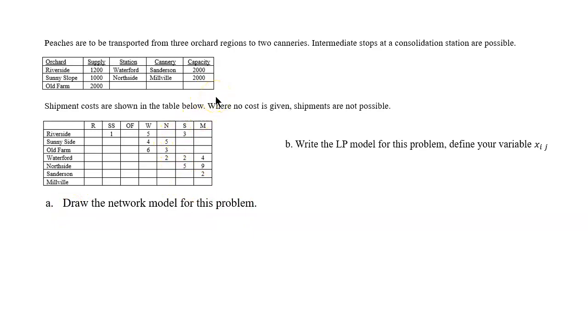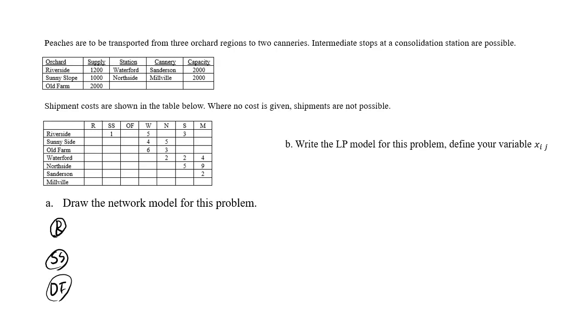Alright, so let's try to use some letters. R for Riverside, SS for Sunnyside, and Old Farm, OF. Now these are origination nodes because these are the places where the supplies are given. These are supplies. So we start from here.